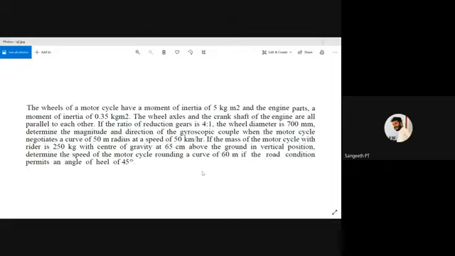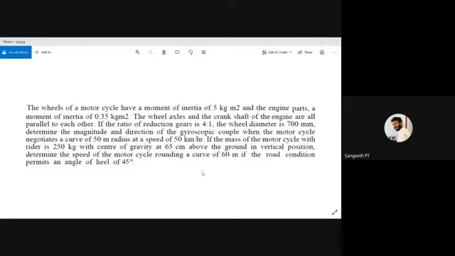The wheel diameter is 700 mm. That means small RW is 700 mm, 0.7 meters. Then determine the magnitude and direction of gyroscopic couple when the motorcycle negotiates a curve of 50 meter radius. That means capital R is 50 at a speed of 50 km per hour. That means V is given as 50 km per hour. 50 into 5 by 18 meter per second. So first thing that you have to determine is the magnitude and direction of gyroscopic couple.